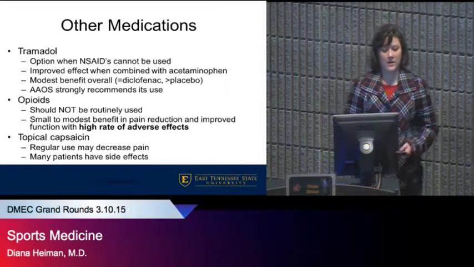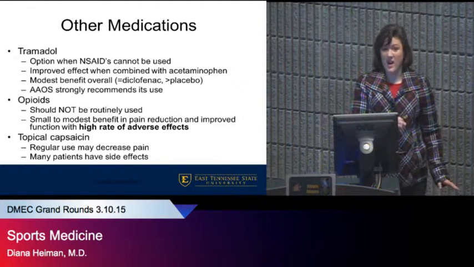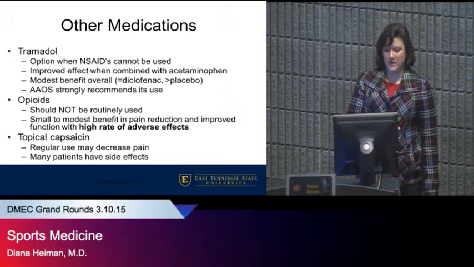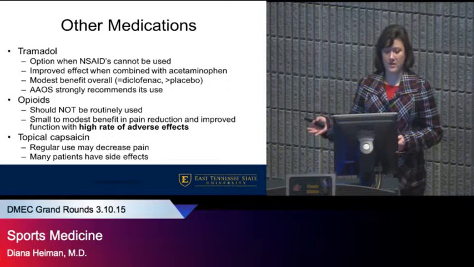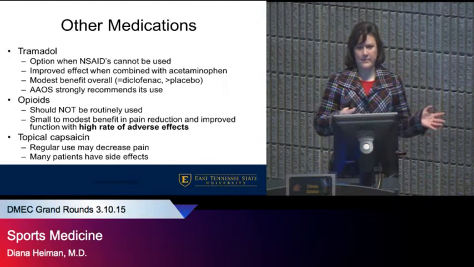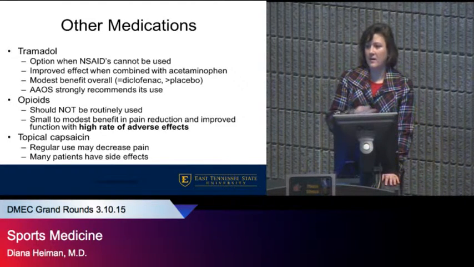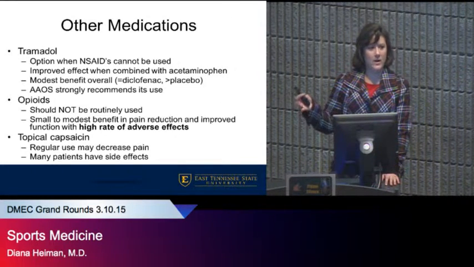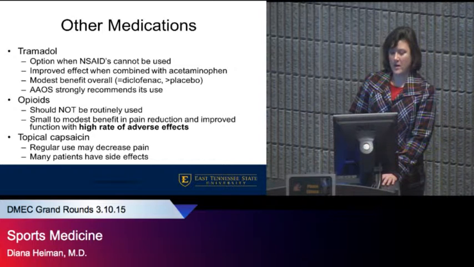So other medications, and then this is another place where the data has shifted recently. Tramadol was just kind of an option as a recommendation previously. Their effect is improved when used with acetaminophen. The benefit is modest. It's equal to oral diclofenac, and it's greater than placebo. The guidelines have actually shifted and say it should be used first line along with NSAIDs, where acetaminophen has actually fallen out of favor because of the lack of placebo-controlled data. So this is an area where recommendation has been pushed up recently. The American College of Rheumatology also has recommended its use as well.